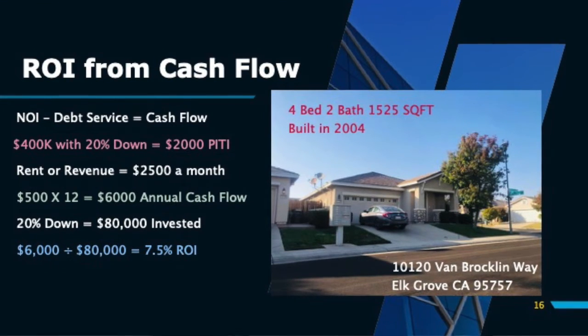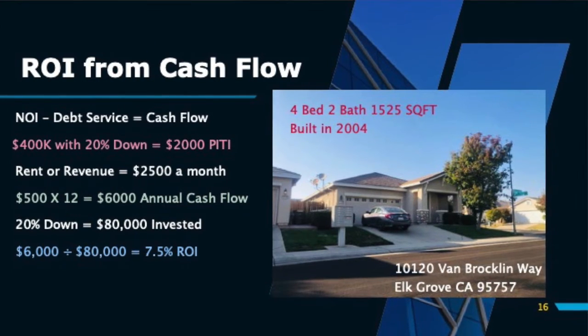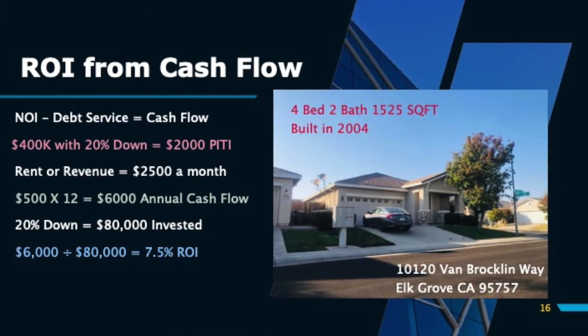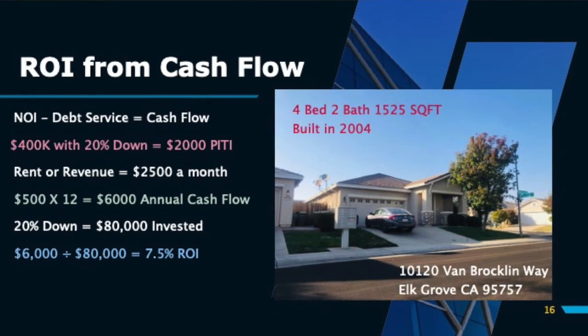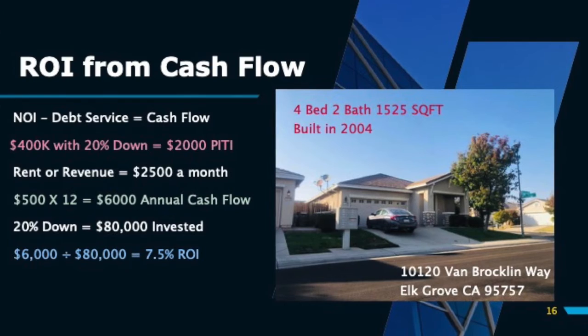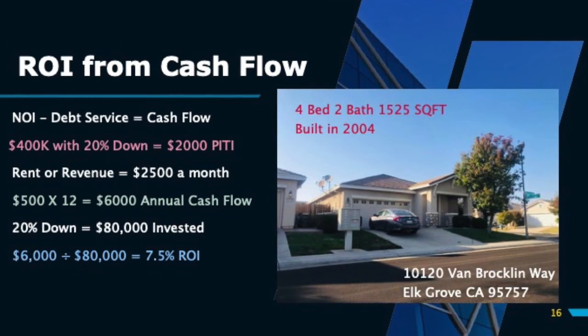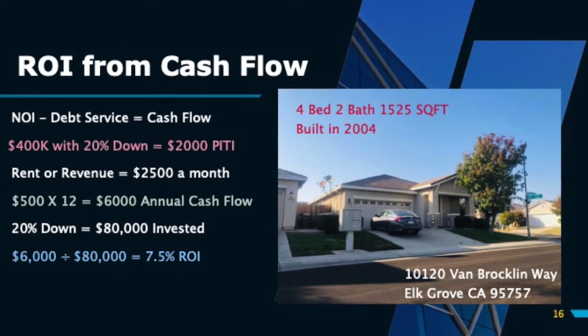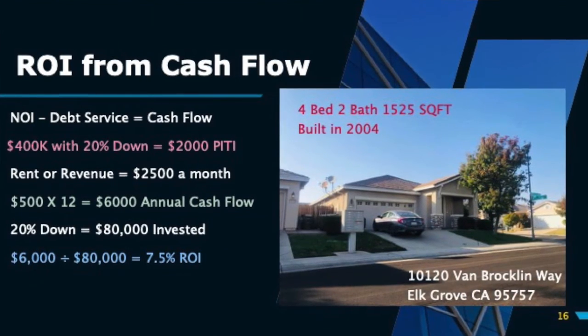You got a property, $400,000, you put 20% down, you got $2,000 PITI. So right now your rental revenue is going to be $2,500 a month, and I'm not going to go into expenses. I'm just doing this for the example. There would be other expenses here. But you got $500 times 12. That $500 is how much money you're making every month from cash flow. Everybody with me on that? So that's $6,000 a year.